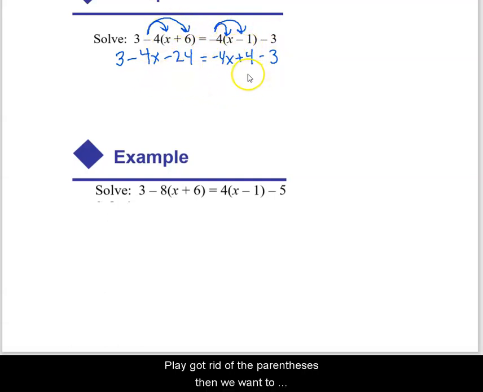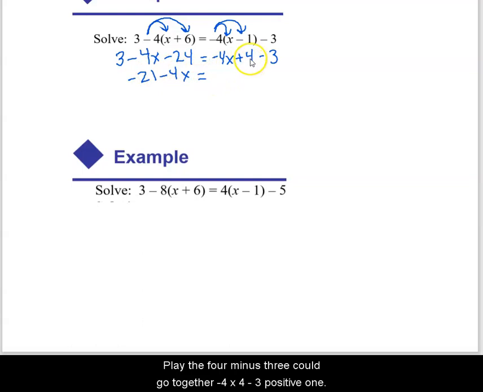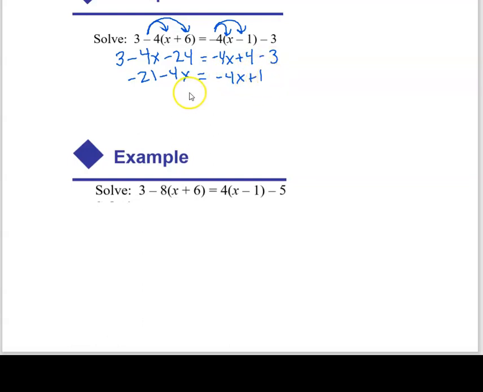Then we want to combine like terms. Well, on this side, the 3 minus 24 could go together. 3 minus 24 is negative 21. Okay, the 4 minus 3 could go together. Negative 4x, 4 minus 3, positive 1.